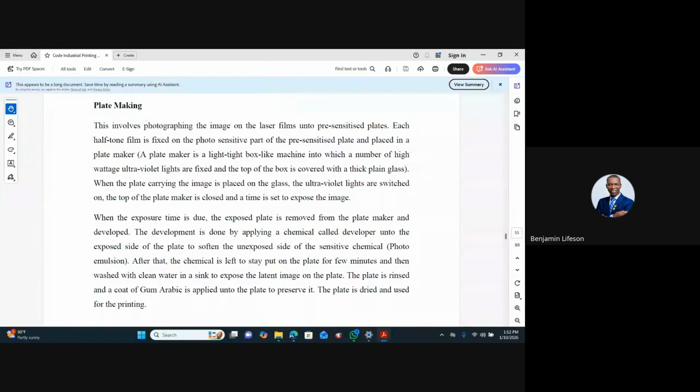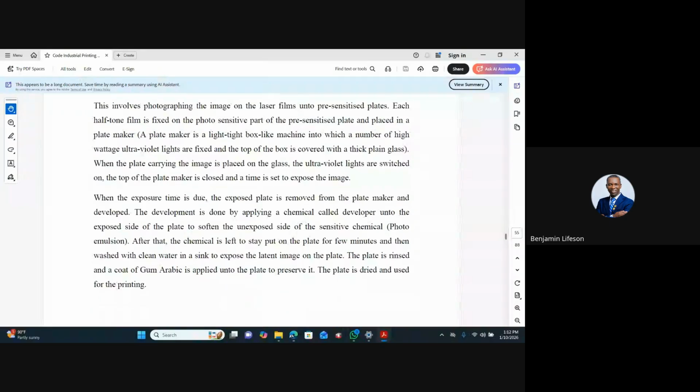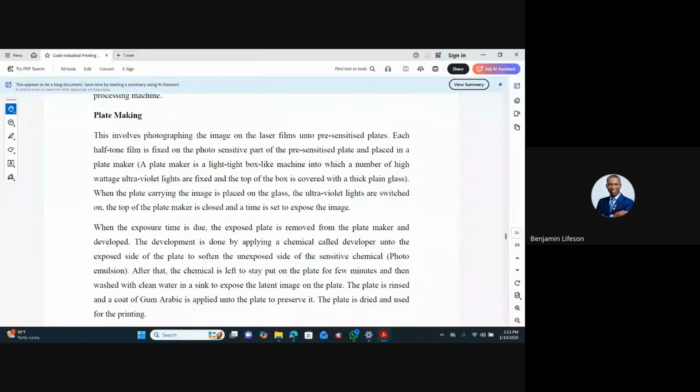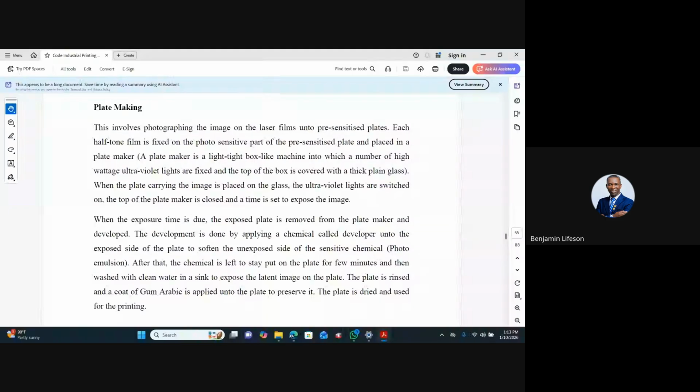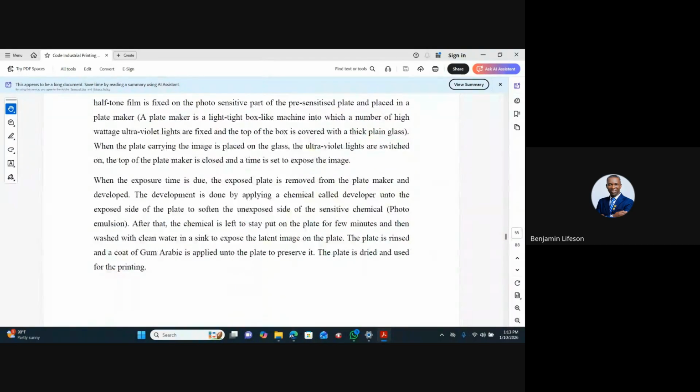Photographs, images, and whatever. So we are making plates. That's why you subject the plate to a light box, using this photo emulsion or sensitizer and so on to get the appropriate image. So that is how plate making is done. Plate making simply means making an image on a film. So that is it.